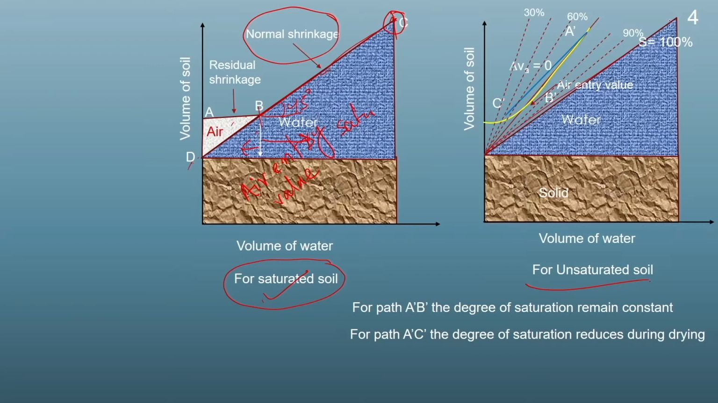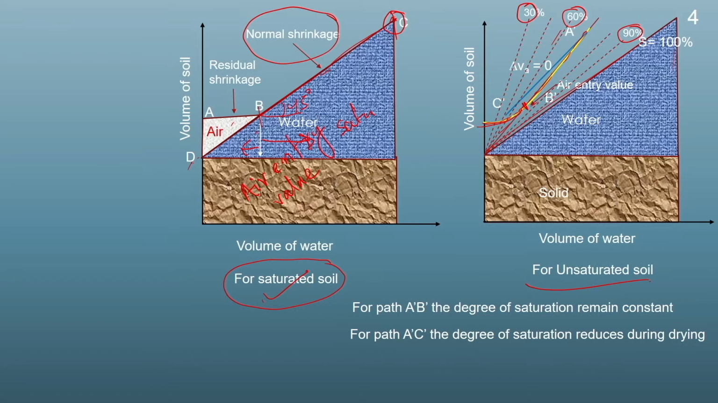Here we can see this is for a saturated soil sample. This is the curve when S equals 100%, that means the soil is fully saturated. But for unsaturated soil, depending on the degree of saturation, say for example 90%, 60% and 30%, the shrinkage curve variation will depend on the degree of saturation. So this is the shrinkage curve which we get when we dry the soil sample. At point B dash, the slope of this curve will change, and this will be known as the air entry value. At this point, the air will start to enter, and the change in the volume from point B onwards will be different.